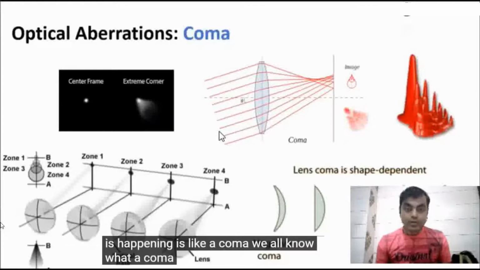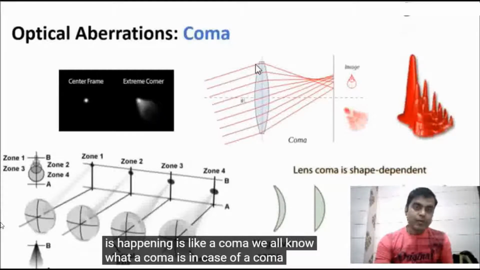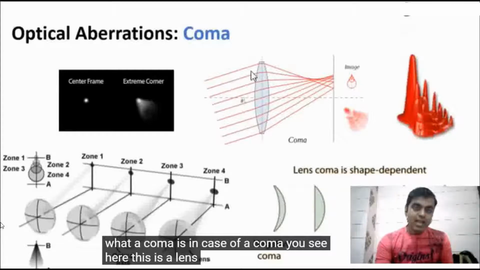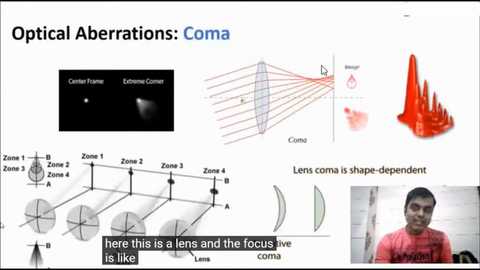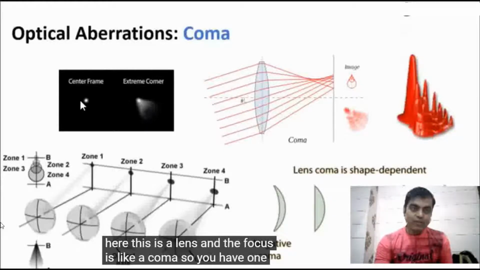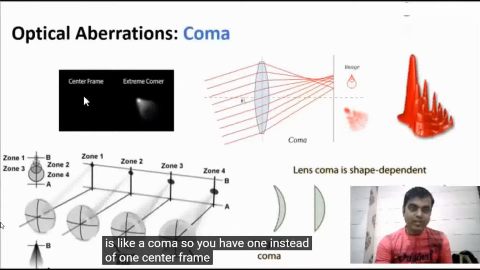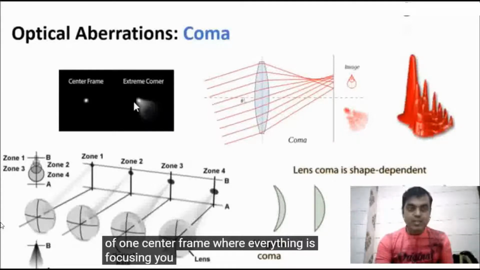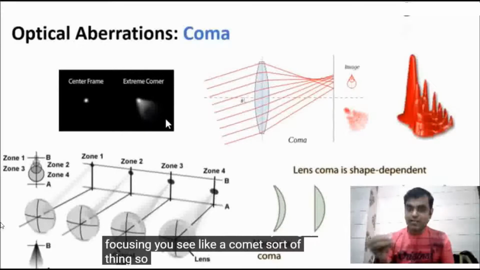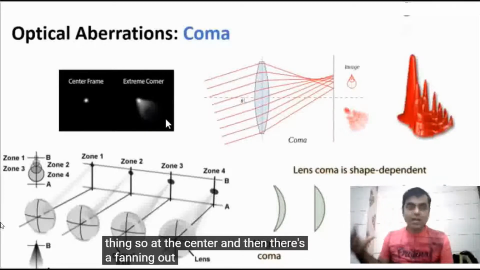We all know what a coma is. In case of a coma, you see here, this is a lens and the focus is like a coma. So instead of one center frame where everything is focusing, you see a comet sort of thing at the center, and then there's a fanning out effect.